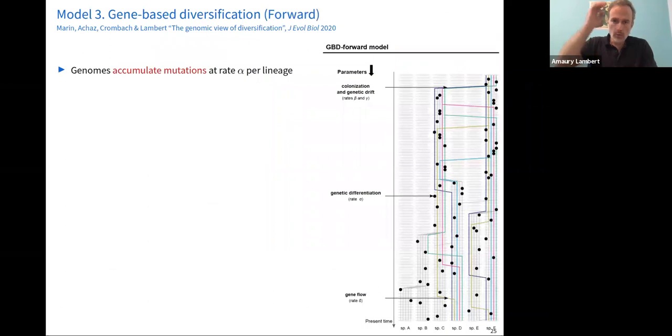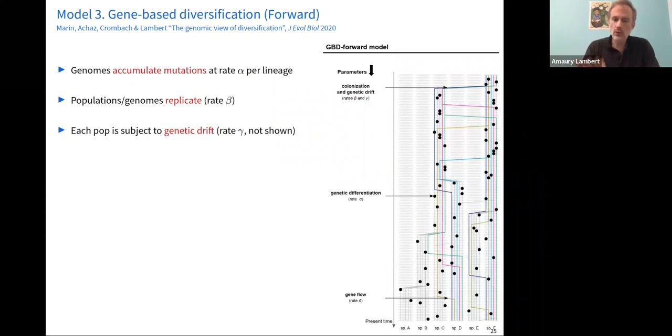And so in this paper that has appeared recently, thanks to the work of a very talented postdoc, Julie Marin, we have studied the models, and especially we have come up with an inference method, which I will not talk much about, but here I'm talking about probabilistic modeling. So let me show you the two models. The model forward in time tells you that you have this extinction and recolonization of population, but also genomes accumulate mutations at rate alpha per lineage. As I said, the genomes replicate at rate beta.